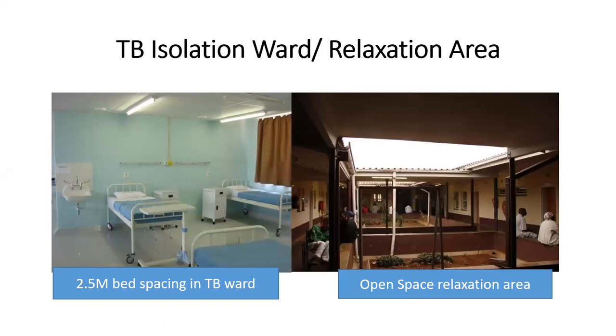For a ward, you can see the picture on my right. The distance between the beds is almost 2.5 meters and it is well lit. It has a hand washing facility. Patients don't share anything. They have their own storage areas. And also you can see at the other end, this is a TB clinic. There's an open space where relatives and the patient can relax in open air. They are not enclosed, and you see the top there is open. So any stale air can move out as it allows the new, clean air to come in.